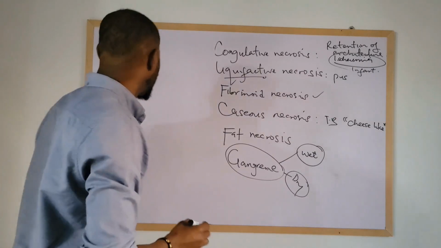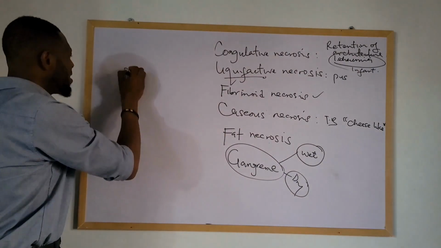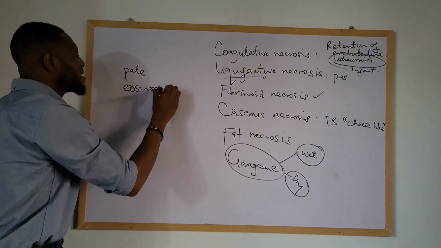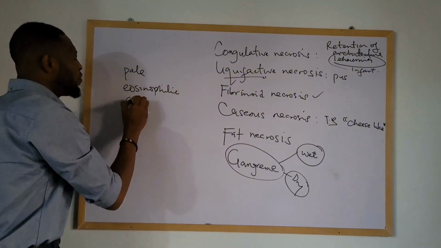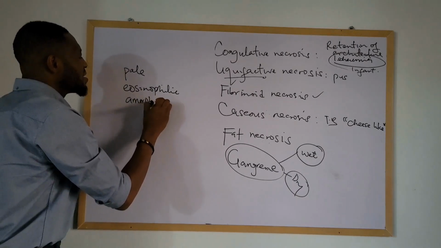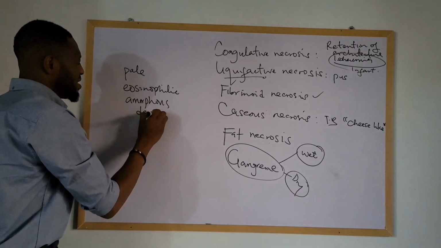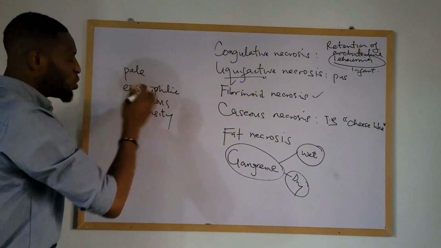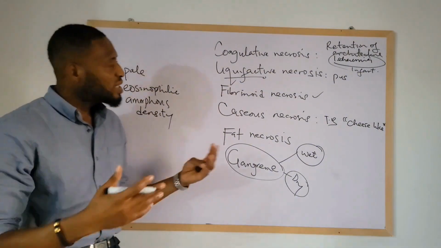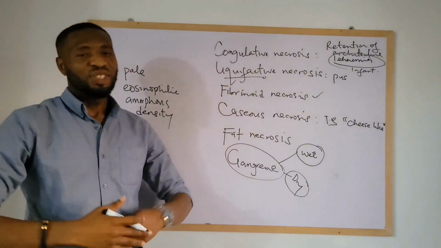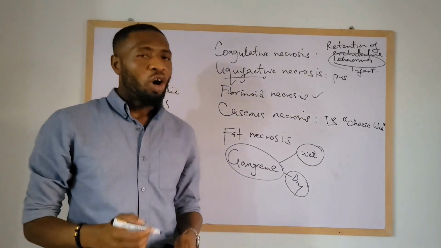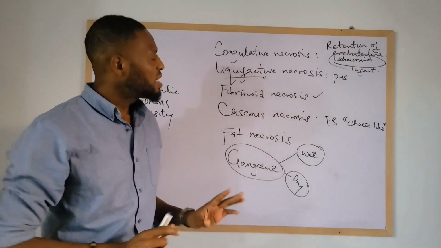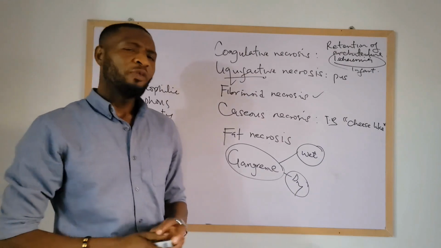Histologically, necrosis will appear as a pale eosinophilic amorphous density. That is what necrosis looks like. Now, the necrotic tissue is usually digested away by enzymes or even phagocytosed by macrophages. So with that, we have come to the end of the summary of necrosis.